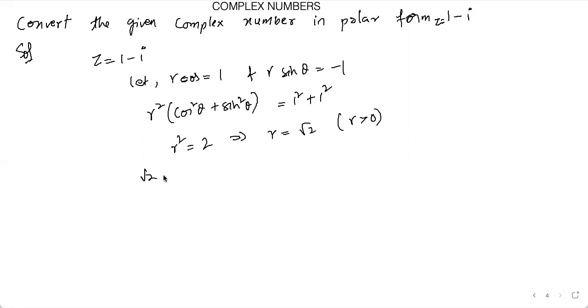So root 2 cos theta is equal to 1, so cos theta will be 1 by root 2, and sin theta you'll get as minus 1 by root 2. Theta lies in the fourth quadrant, so theta is minus pi by 4. Fine.